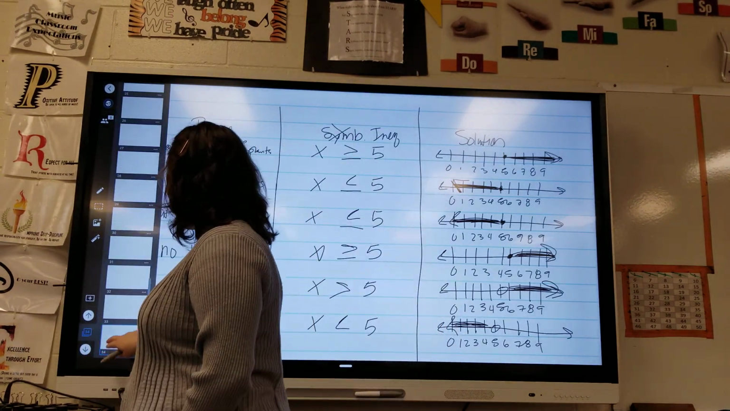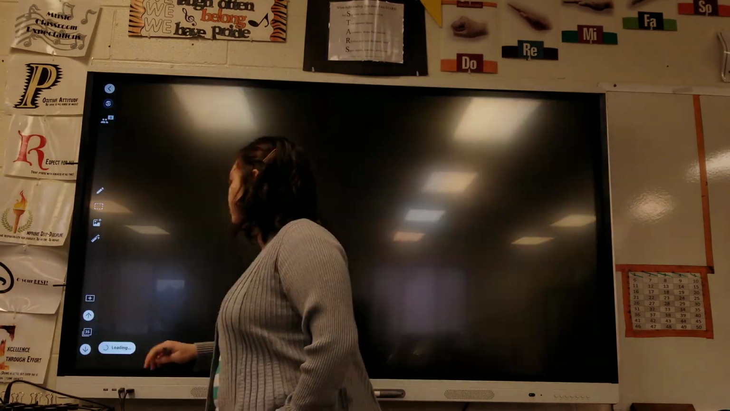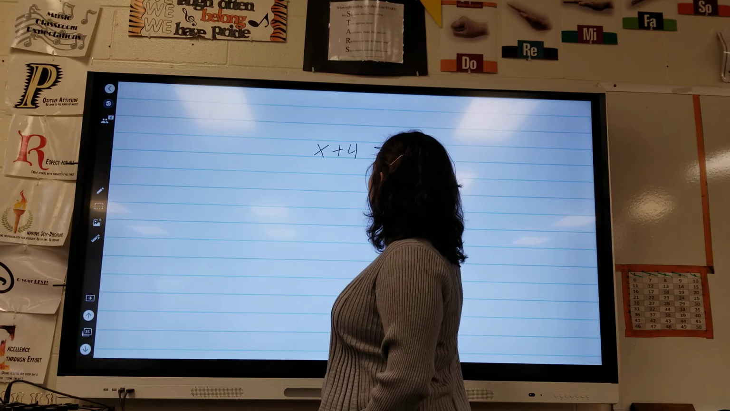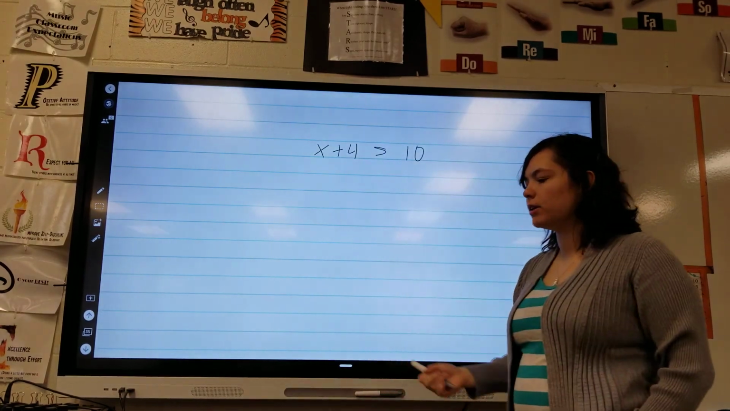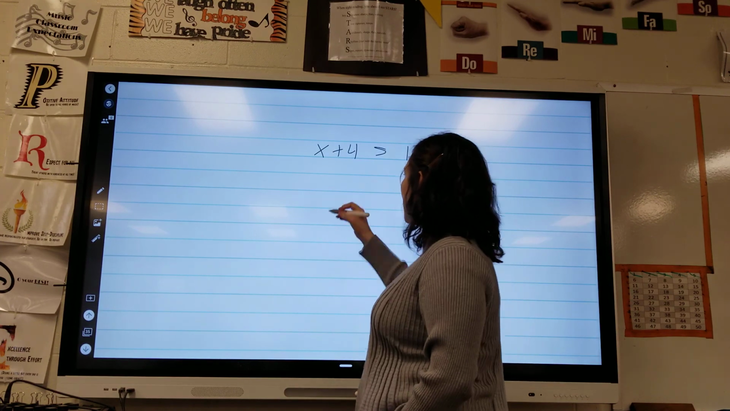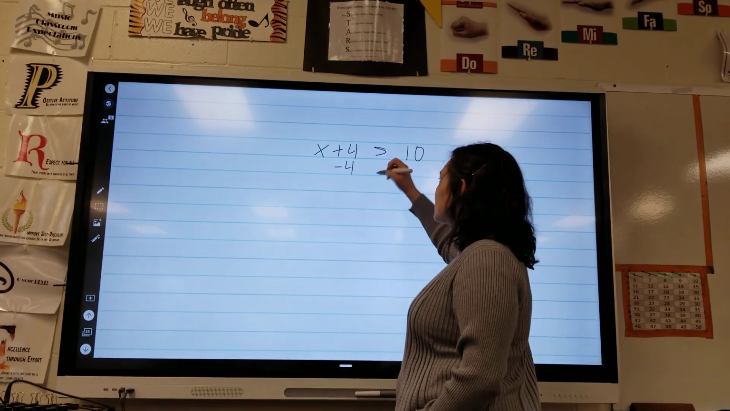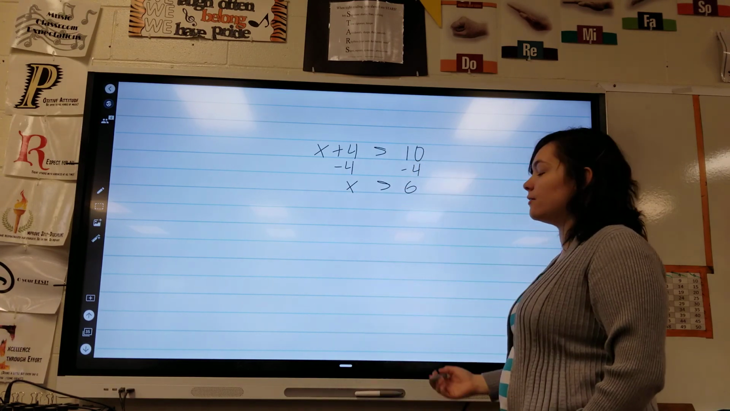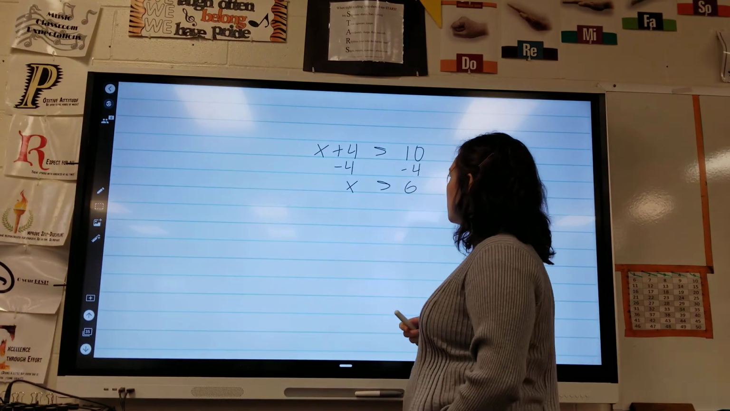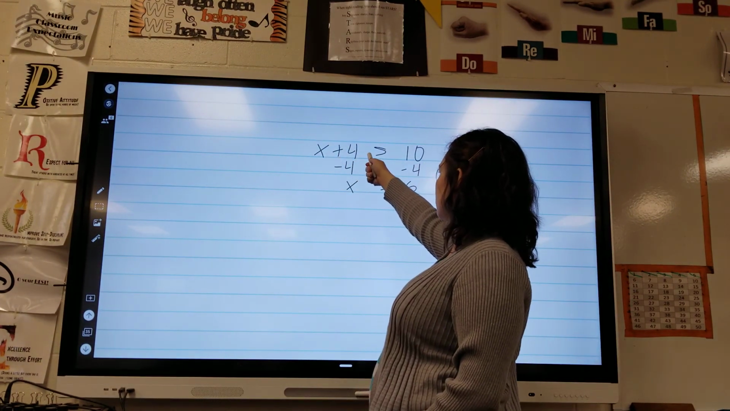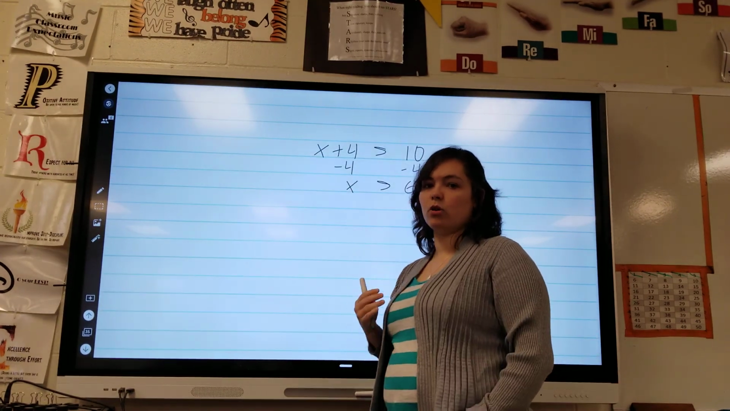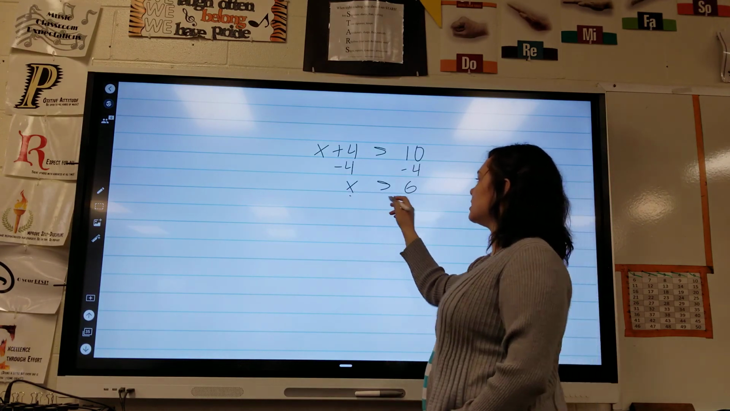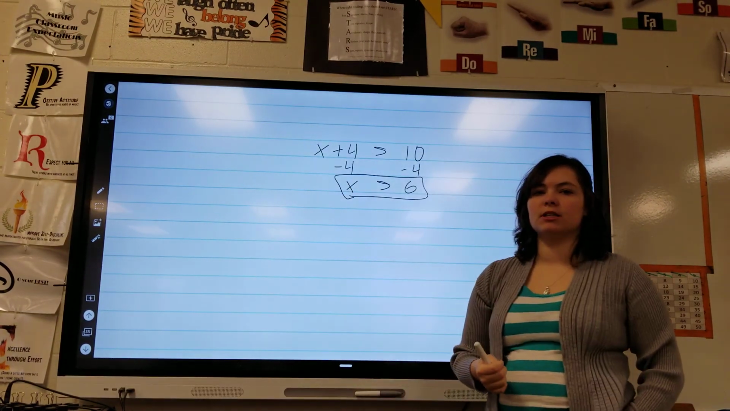I don't have another example, but I want to show you quickly now that I'm looking at it. If I had something like x plus 4 is greater than 10, and I wanted to know what x is equal to, I just would do my properties. You treat this like it's an equal sign. X is greater than 6. And if you test that theory, if I put in 6 here, that doesn't work. So it has to be 7 or 8 or 9 in order for it to work. So this is how you may need to solve some of your problems.